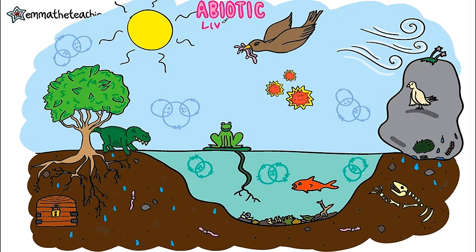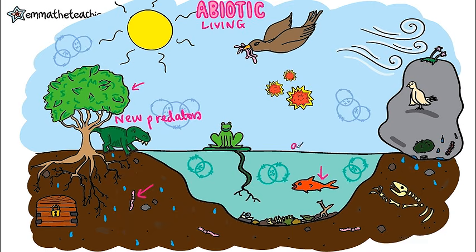Now we'll look at biotic factors. These are the living factors that affect communities. Why not do the same thing and pause the video and see how many biotic factors you can now spot? Ready? Here we've got a new predator. These can really disrupt a community, and they can even cause extinction.